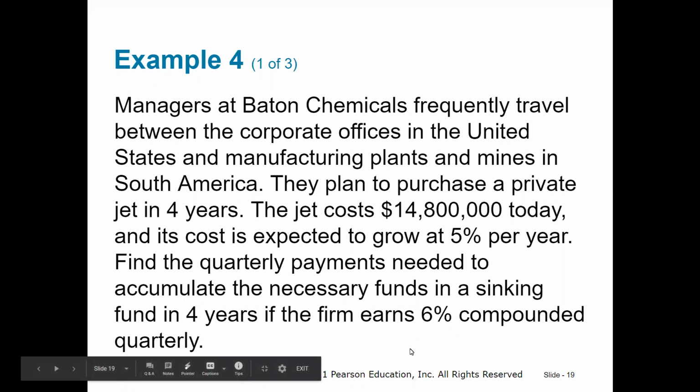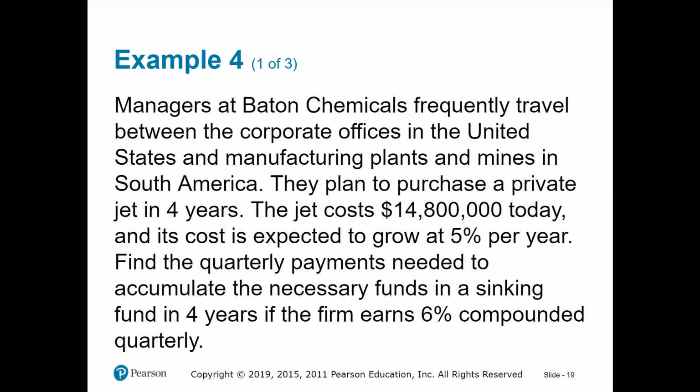Okay, managers at Baton Chemicals frequently travel between the corporate offices in the United States and manufacturing plants and mines in South America. They plan to purchase a private jet in 4 years. The jet costs $14,800,000 today, and its cost is expected to grow at 5% per year. Find the quarterly payments needed to accumulate the necessary funds in a sinking fund in 4 years if the firm earns 6% compounded quarterly.